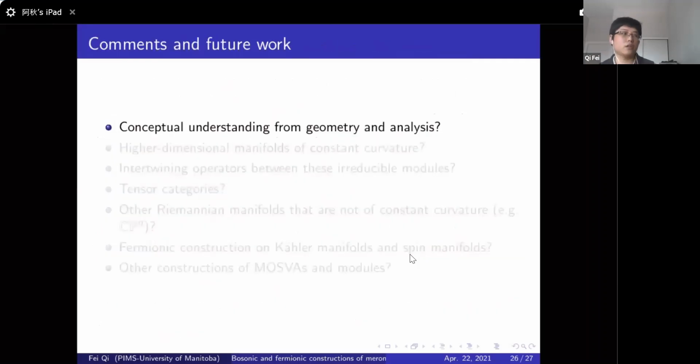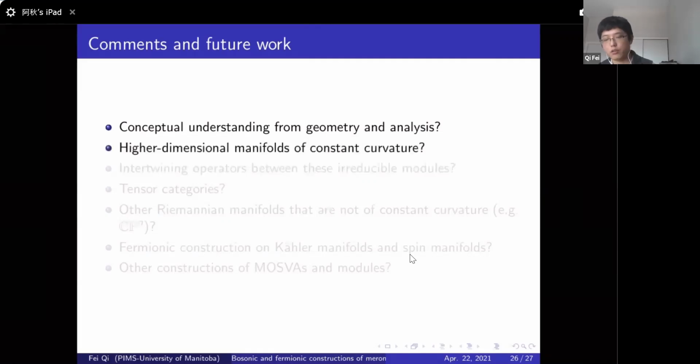The last part of the slides is just some comments and potential future work. The first thing we should probably work on is to have a conceptual understanding from geometry and analysis. All the results we have obtained just follow from technical algebraic manipulations. But how to understand these results in geometry and analysis? I believe these strange things will have a better explanation than my technical algebraic manipulations. So this is the first question.